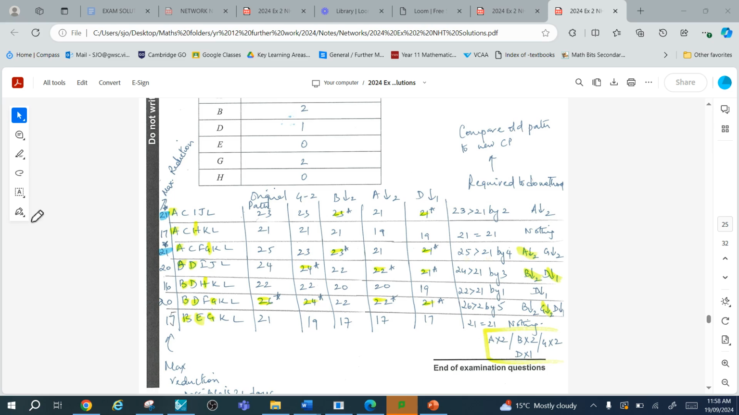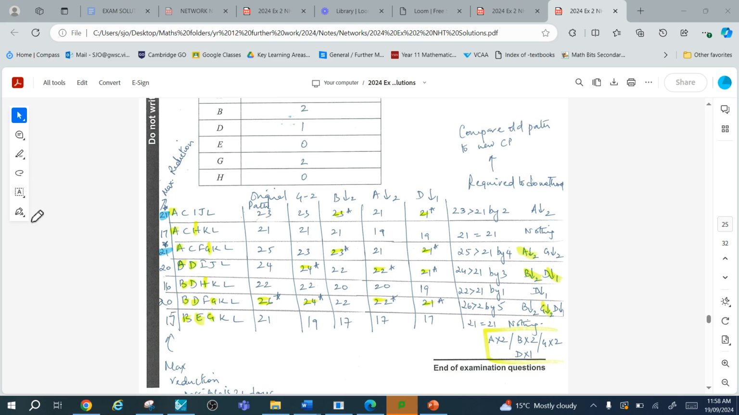Now, if we have previously crashed A in a previous path, we should crash it again on any path after that by the same value if possible. So 25 is greater than 21 by 4. And so we start by crashing A by 2 because we've crashed it before. And the other activity that we can crash is G. And so we crash G by 2. And 2 plus 2 constitutes 4.